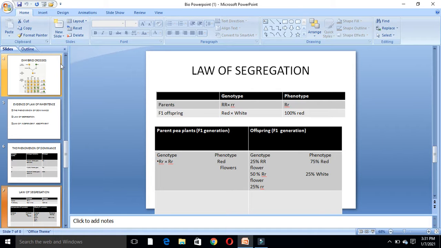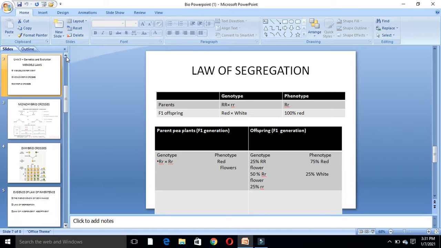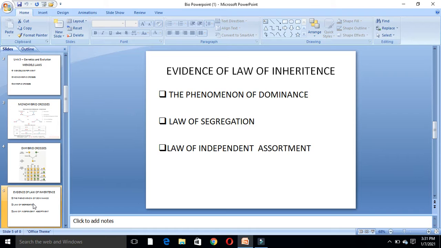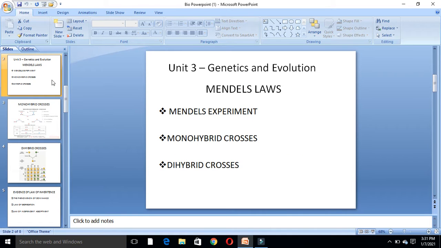So, we have completed unit 3 in this last topic, that is Mendel's laws and the evidence of the law of inheritance. This is the last topic of unit 3, genetics and evolution. By this we have completed unit 3 with this session, and in the next class we'll continue with unit 4.